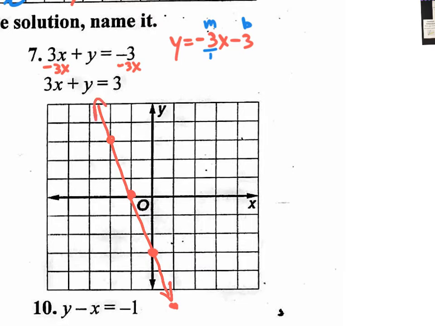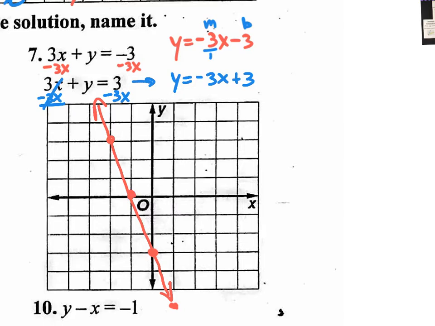Now let's do the bottom equation in blue. You want to get y by itself again, so let's subtract 3x. 3x, take away 3x is nothing, right? What you do to one side, you do to the other side. Let's rewrite it over here. Y equals negative 3x plus 3.